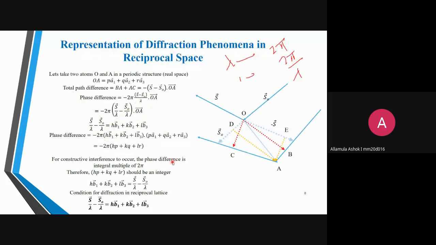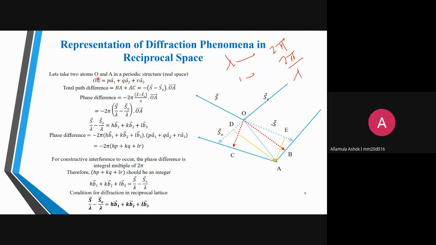Now I would like to know what the exact condition in the reciprocal lattice space, or reciprocal space, is for diffraction to occur. Here I am taking two atoms, one at O and one at A. I am defining one vector OA, so that OA equals p a1 bar plus q a2 bar plus r a3 bar. Here a1, a2, a3 are real space lattice vectors, or unit vectors in real space, and p, q, r are integers.